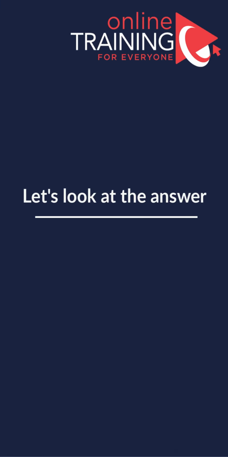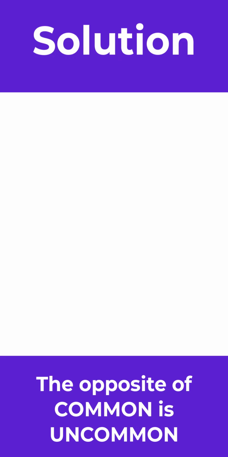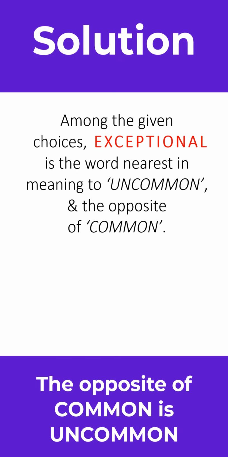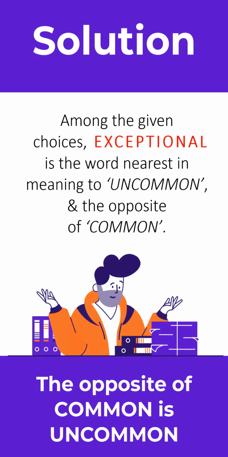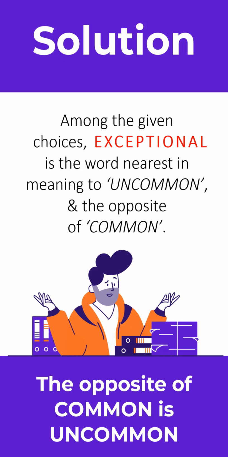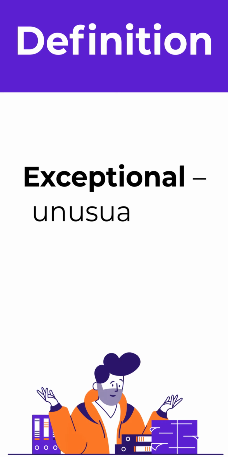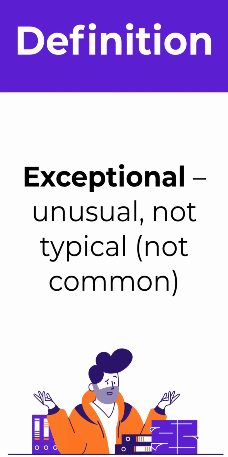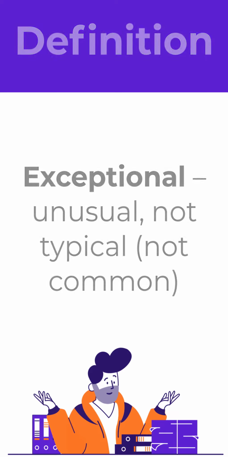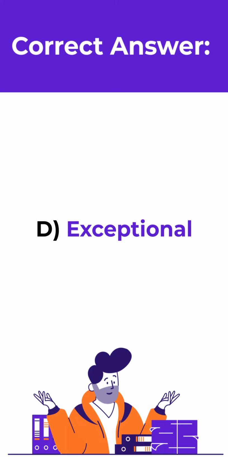You can come up with the correct answer by thinking logically. For example, the opposite of the word common is the word uncommon, which means that among the given choices, exceptional is the word which is closest in meaning to uncommon, and which is also the opposite of common. Let's look at the definition. The definition of exceptional is unusual and not typical, which is not common. So the correct choice here is choice D, exceptional.